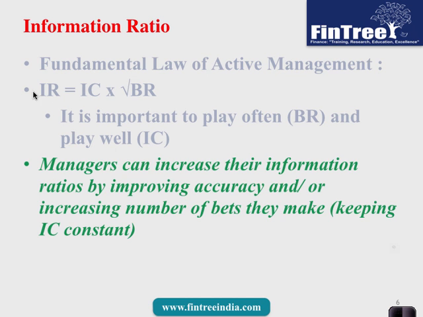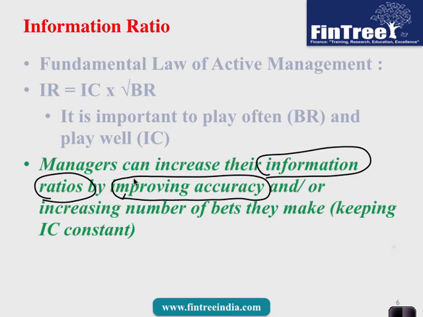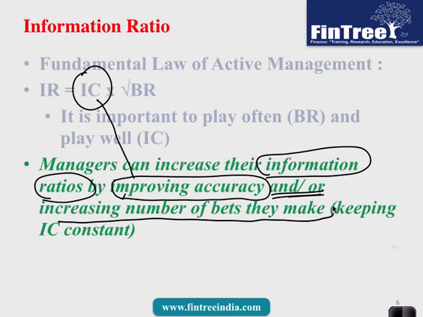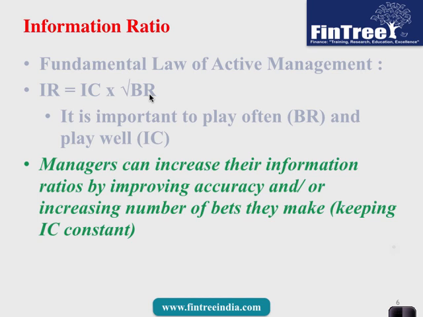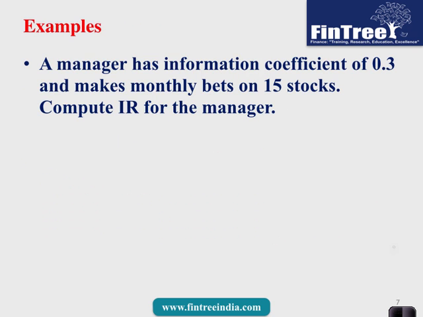Now the sentence is based on this formula. Managers can increase their information ratios by improving accuracy, and improving accuracy is a function of information coefficient, and or increasing the number of bets they make, which is your BR, keeping IC constant. But if you try to increase your coverage and then your information coefficient decreases, then we might have a variable impact on the information ratio.